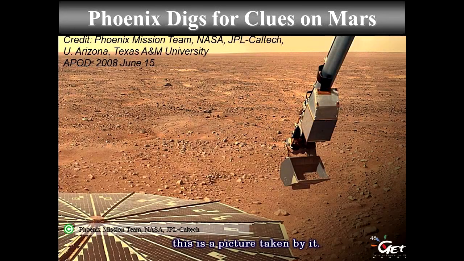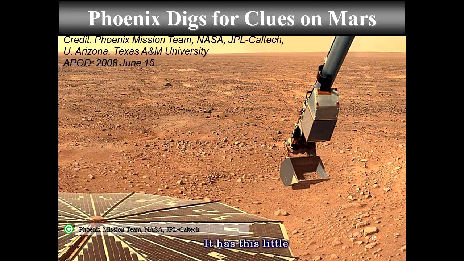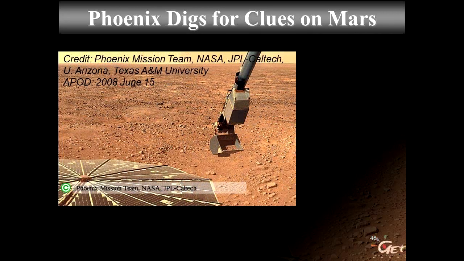So as you can see, this is a picture taken by it. It has this little thing for collecting ground, and you can analyze it directly. And this is just a solar panel. And well, as you can see, there's not much on the surface of Mars. It's very, very dry. There's no liquid water. The ground is composed of a mixture of iron that's giving its reddish color and lots of different other minerals.